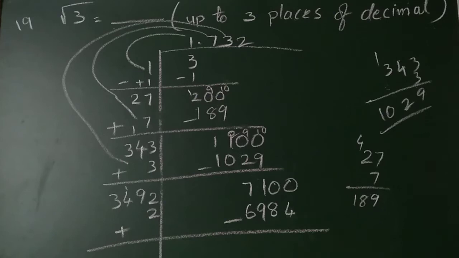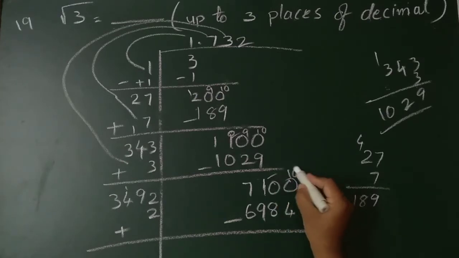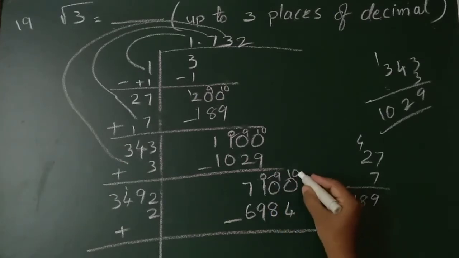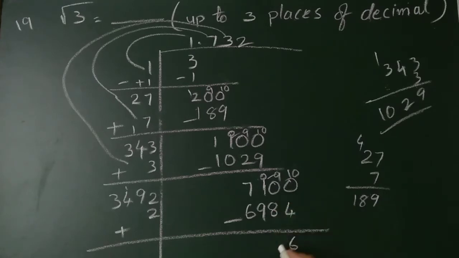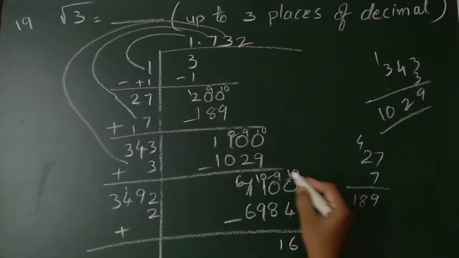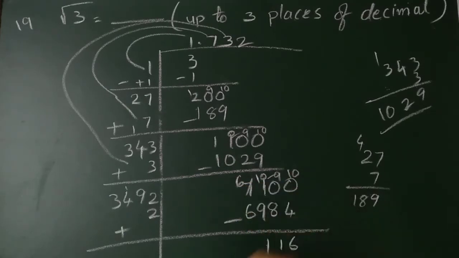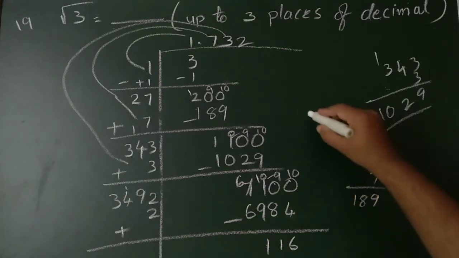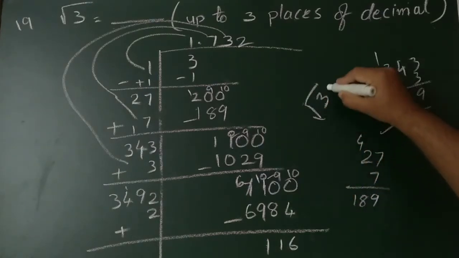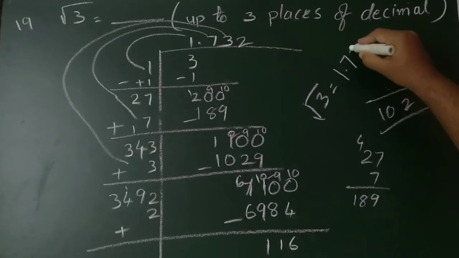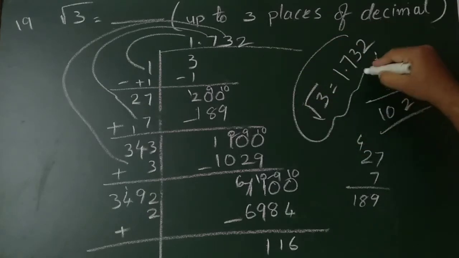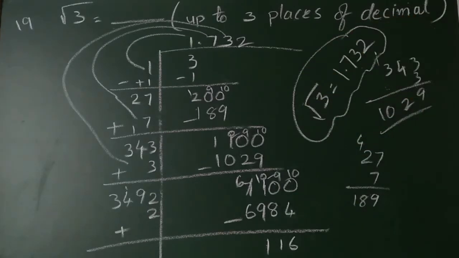Here plus. So now here 10, 9, here the 0. So 10 minus 4 is 6, 9 minus 8 is 1. Here not possible, then I am taking 10. So here is a 6. 10 minus 9 is 1. We need up to the 3 digits. So the answer is root 3 equals 1.732. Answer we can write here.